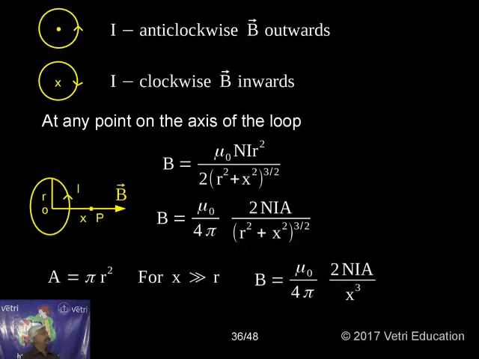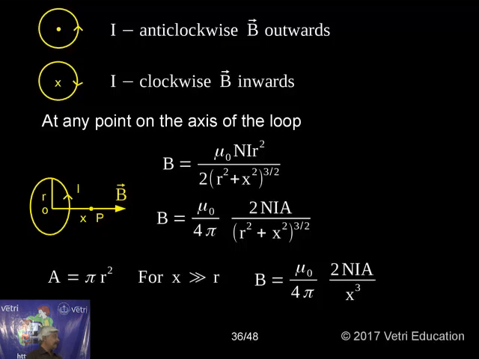So, in the coil, the circular loop, if the current is flowing in the clockwise direction or the anti-clockwise direction, we know which is which. If the current is flowing anti-clockwise, the direction of the magnetic field produced is outwards. If the current is flowing in the clockwise direction, it is inward. So that is the thing we have to understand.